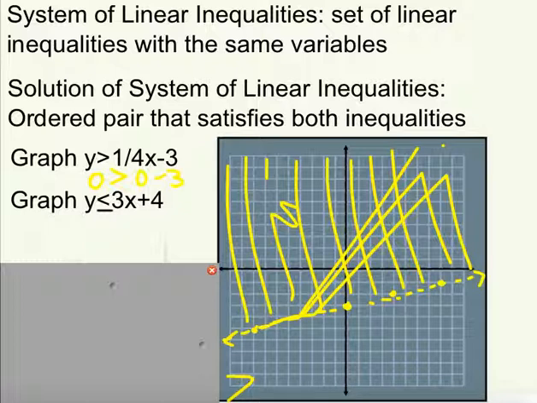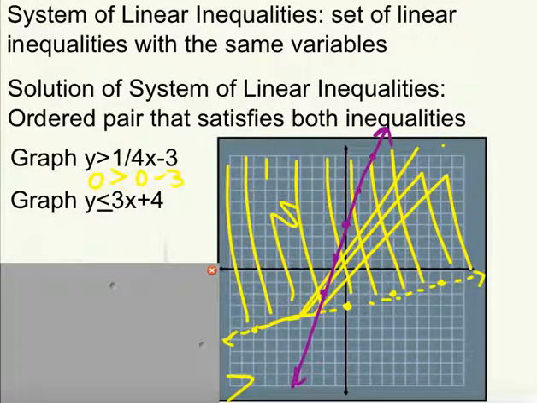We say y is less than or equal to 3x plus 4. Now I'm going to do this in a different color just so it's easier to see. So we have a y-intercept of 4, so up 4, and then we have a slope of 3, so up 3 over 1, down 3, left 1. And now this is a less than or equal to, so I have a full line here.